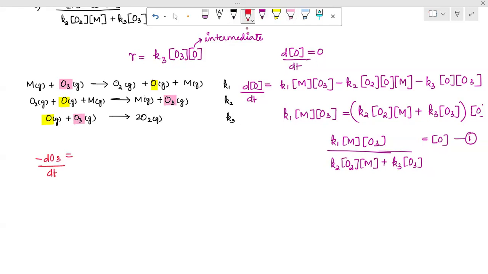So in the first, this is disappearance, okay? So in the first step, it is disappearing, correct? So this will be K1 concentration of O3 into M. In the next step, it is being formed, but what you need is disappearance. So you will put a minus, correct? And that is going to be equal to K2 concentration of O2 into concentration of O into concentration of M. The last step also, it is disappearing. So you will get the expression for minus dO3 by dt, and that is going to be equal to plus K3 concentration of O into concentration of O3. This is the expression.